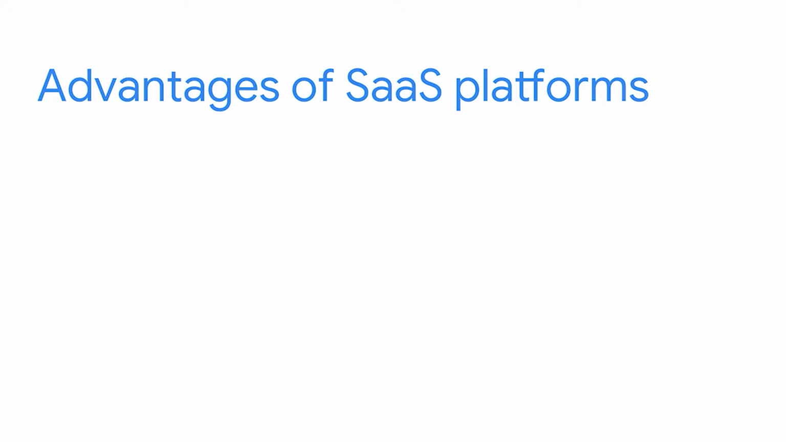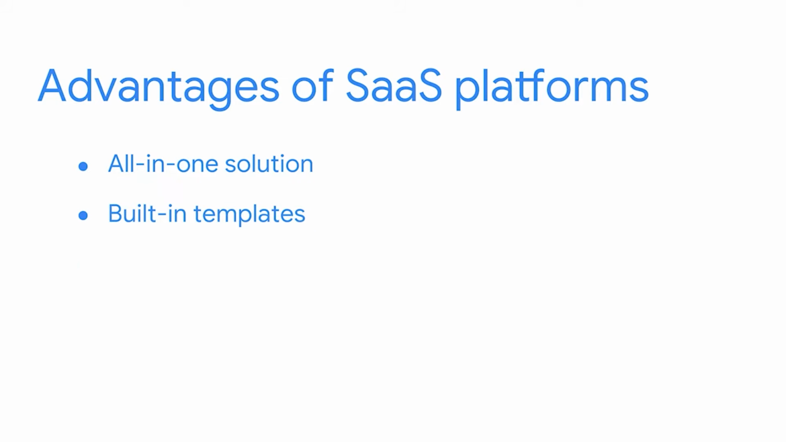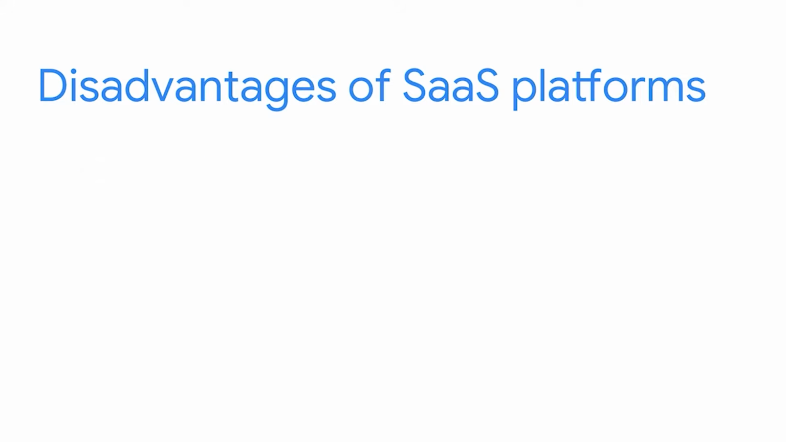Now let's consider the advantages and disadvantages of SaaS platforms. The biggest advantage is that it's an all-in-one solution that provides hosting, security, and customer service. SaaS platforms offer built-in templates and user-friendly software that allows a company to launch their store quickly, even without coding skills. While some SaaS platforms allow more customization than others, all of them have limits to how much customization is possible, and advanced customization may require coding skills.